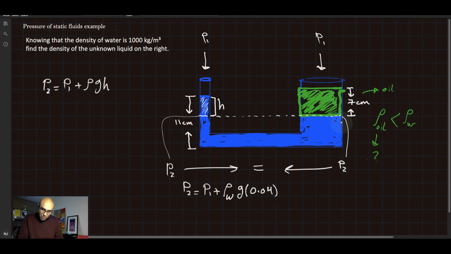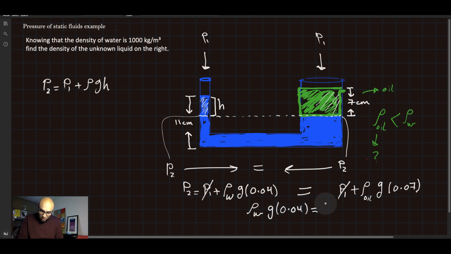Okay. Now P2 here is equal to P1 plus the density of what? Of the oil, the unknown oil, times the gravity, and times h, which is the height of the oil, which is 0.07 meters. Okay. Now these two are equal. If they are equal, then subtract P1 from both sides. Okay, so the equation ends up to be rho W times G times 0.04 is equal to rho oil times G times 0.07. Now divide by G.